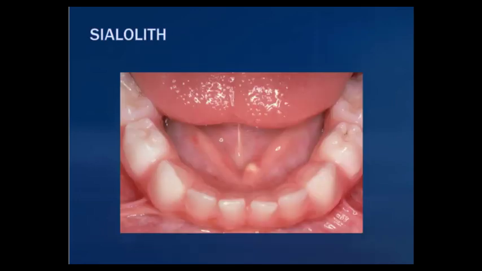A sialolith is a salivary stone, and they can occur in the minor or major salivary glands. Sometimes you can see these on a pano, particularly if they occur in the floor of the mouth. And just like a kidney stone, sometimes they can work their way out. You can see in this picture, there's one right there at the opening. We could probably milk it out. However, the larger stones have to be removed surgically.